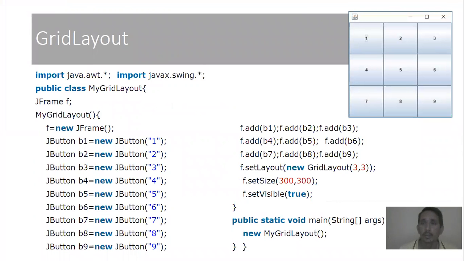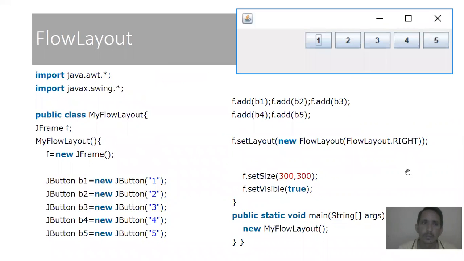Grid layout, it is similar to the border layout, but the difference is this: in the border layout we have only 5 sections. In the grid layout we can create as many as we require, right? So like this, on the set layout, new grid layout 3 by 3, so it generates 3 by 3. When we add the first component, the first button, by default it is added in the first, right? Second, then second, third, and third. It is similar to the border layout.